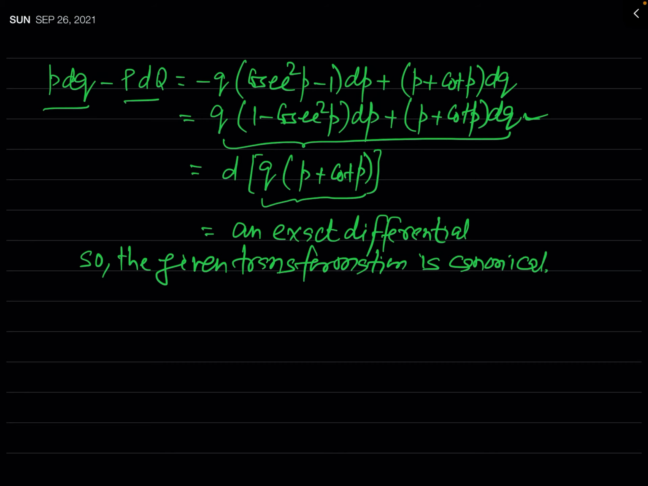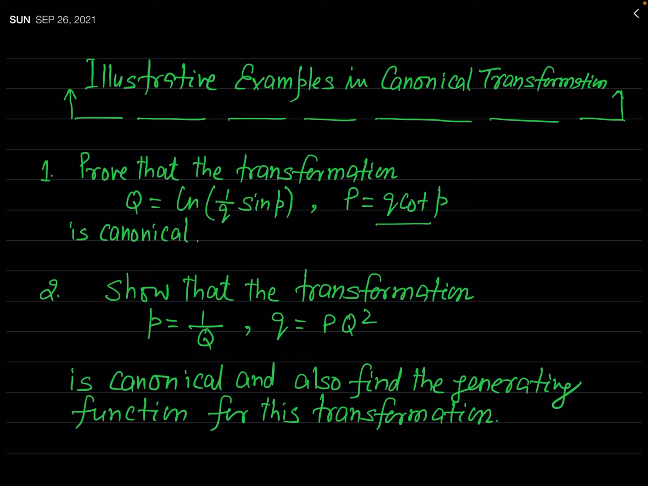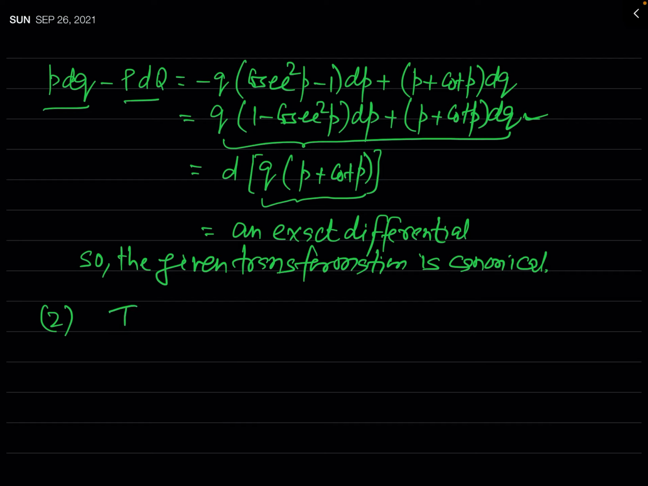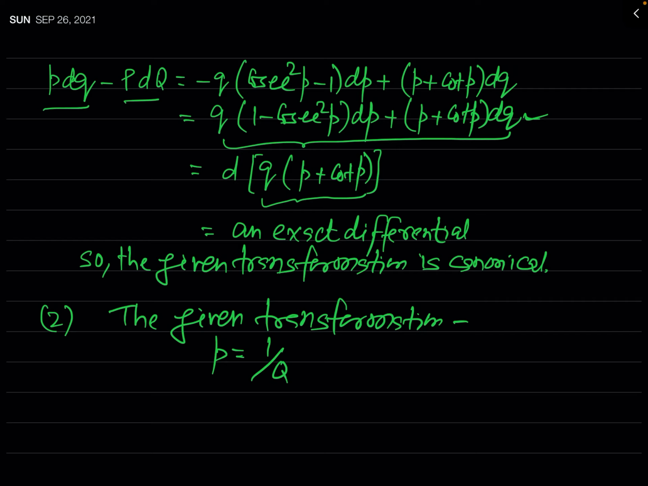Now let us try to solve the second problem by the same technique. What is your second problem? You can see here the transformation equation is P equal to 1 over Q and Q equal to PQ square. So let us first write the given transformation. Now we will again show that this transformation is canonical by using the concept of exact differential, so again we will find the same expression.